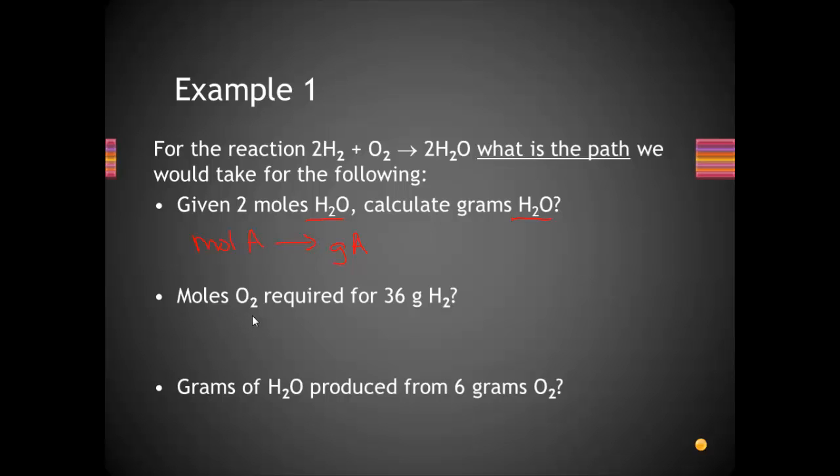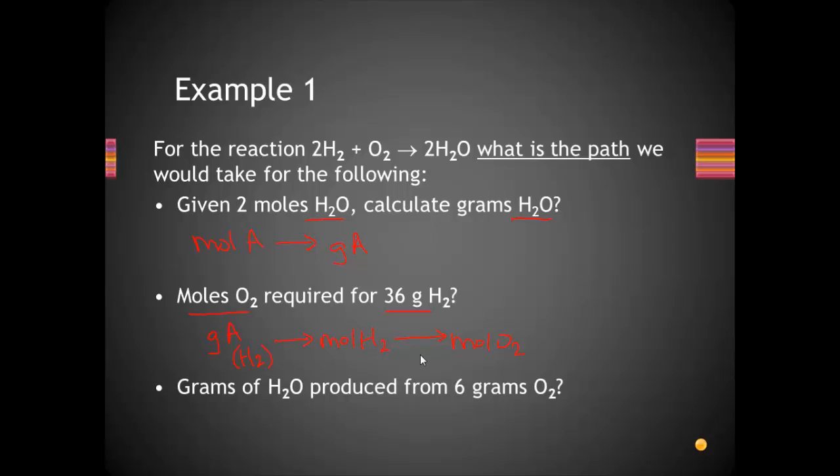What about the second one? If we were trying to find the moles of oxygen required for 36 grams of hydrogen to react. Now those are 2 different chemicals, so I'm starting with grams of hydrogen, which is A. I would have to convert this to moles first. Once I have moles of hydrogen, I would have to convert it to moles of oxygen. That's the mole ratio step. And that's where I would stop. That's what this question asks for. So this is a 2-step conversion.